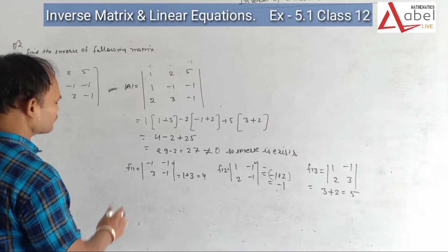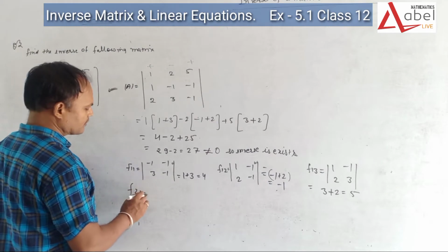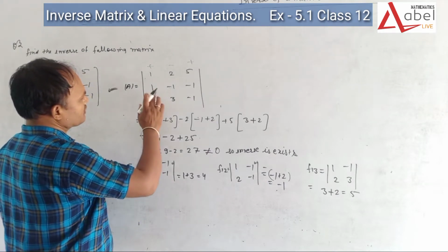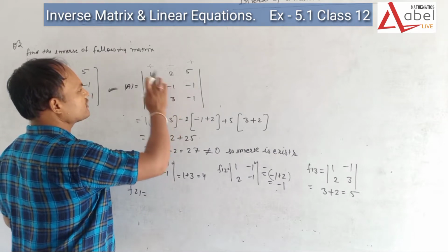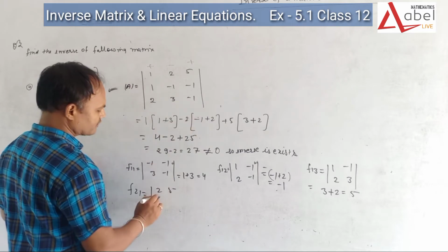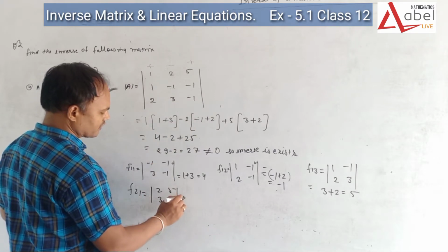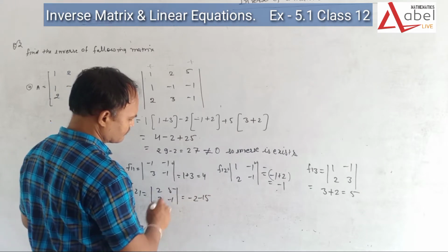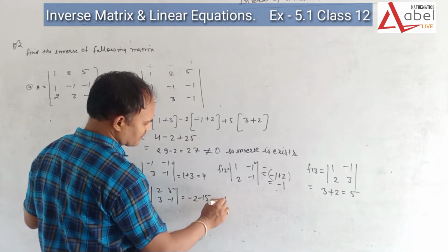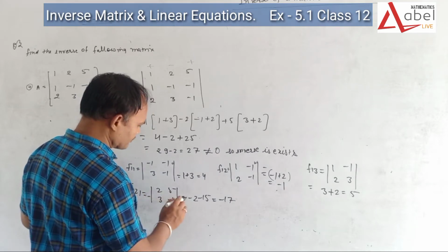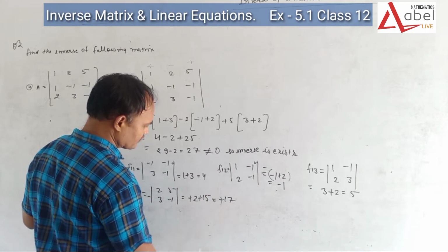Okay, now we are going to find f21. f21 means we have to remove this row and this column, so we can say that it is 2, 5 and 3, minus 1. So we can say that it is minus 2 and minus 15, so it is minus 17. But it is 2 plus 1, so we have to use a negative sign before it, so we can say that it is positive.